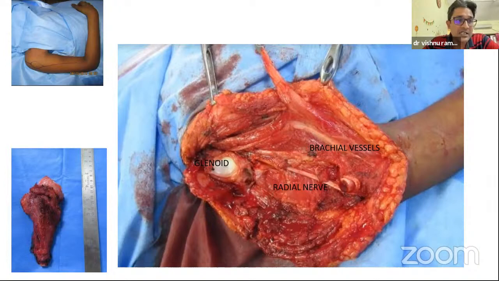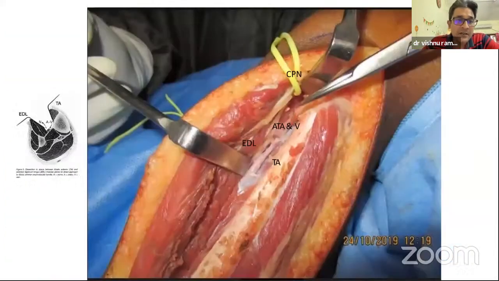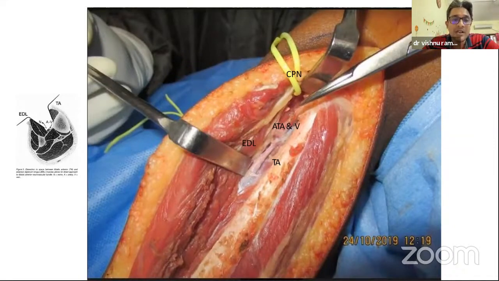These are the intraoperative images. You can see the glenoid, radial nerve, brachial vessels and median nerve, everything preserved. Next slide. This is what was done for the fibula. We approached the anterior tibial artery between the tibialis anterior and the extensor digitorum longus. You can see the CPN dissected free and protected. You can see the anterior tibial artery and vein.